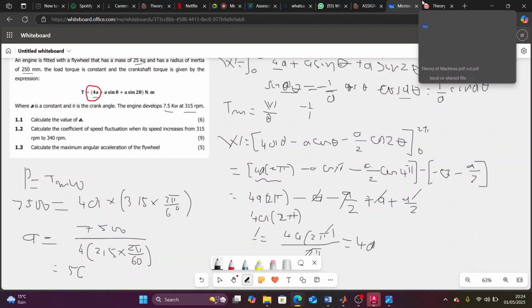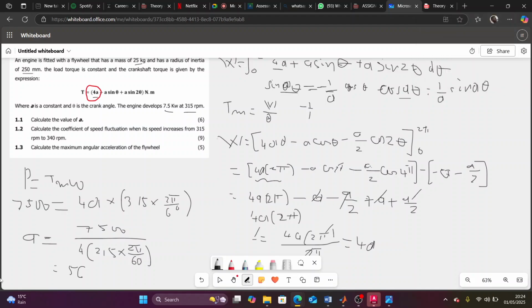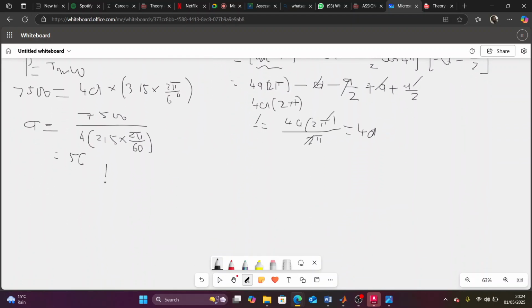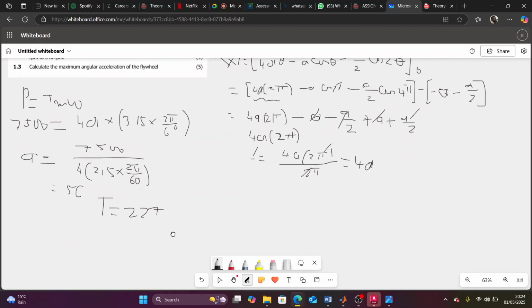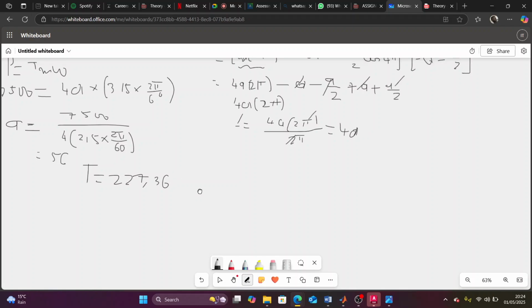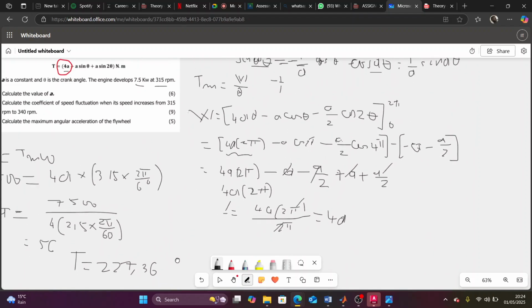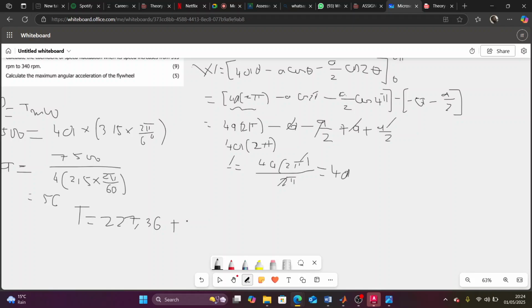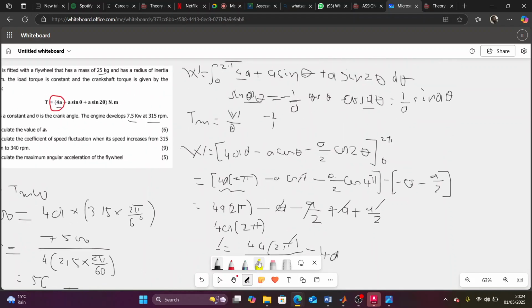Okay, let's do it. That's 227, so can we write this one as 227.36? Now you've already multiplied with 4, right? What is the next thing here? Plus A. A is 56.84, sine theta, right? Next one is what? There's no A there. Or there's an A.